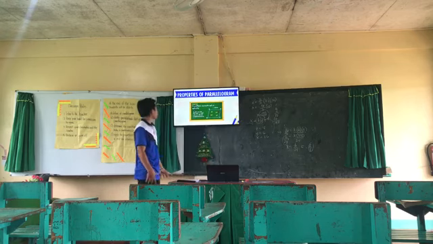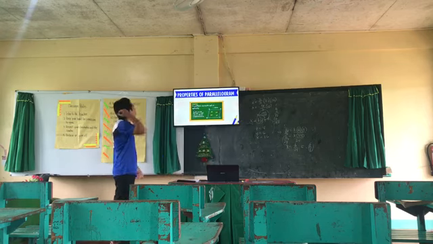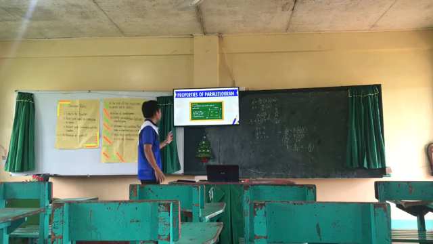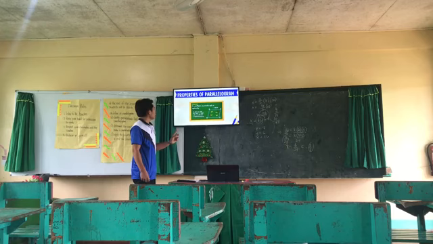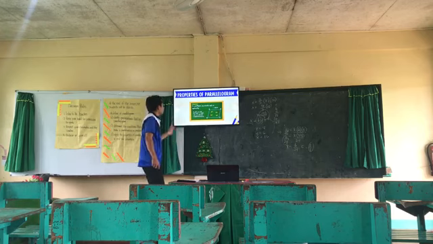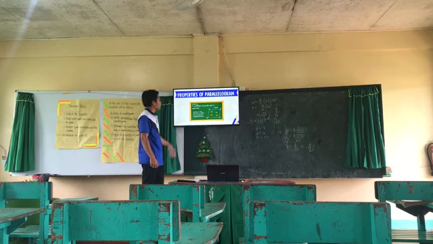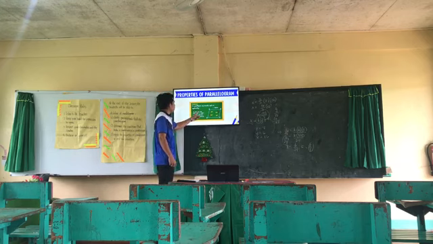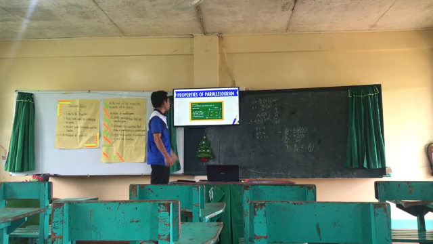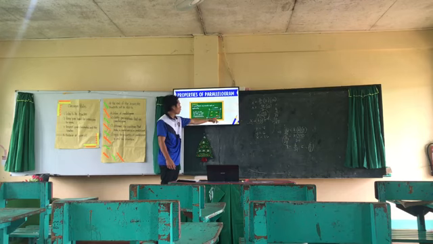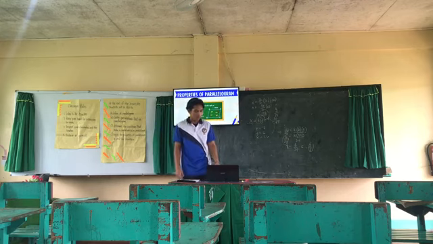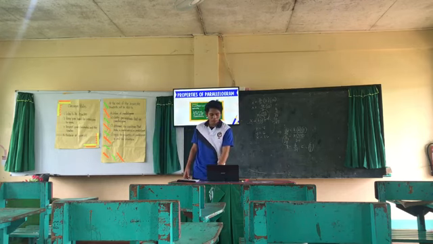Property number 3: in a parallelogram, any consecutive angles are supplementary. The property says that any consecutive angles are supplementary. So if we add angle A and angle B, the result is always 180, or supplementary. Same with angle B and angle C, angle C and angle D. So that's for property number 3.